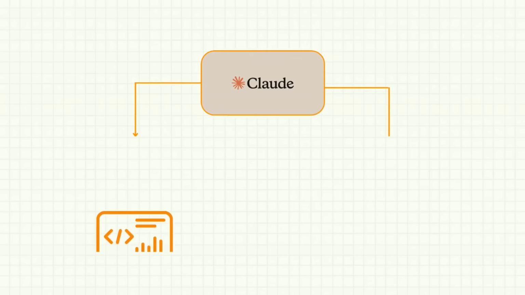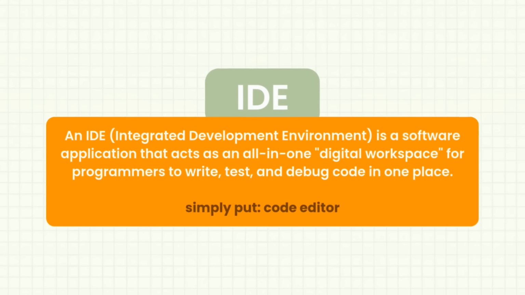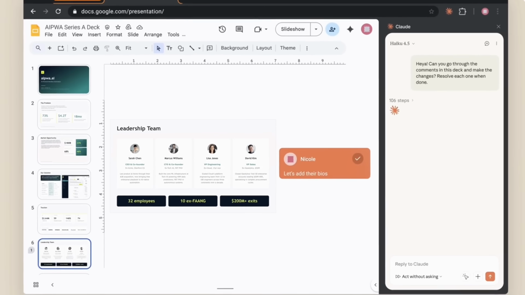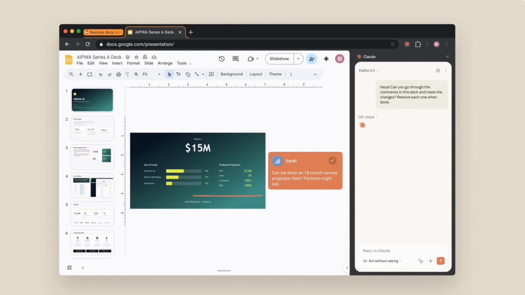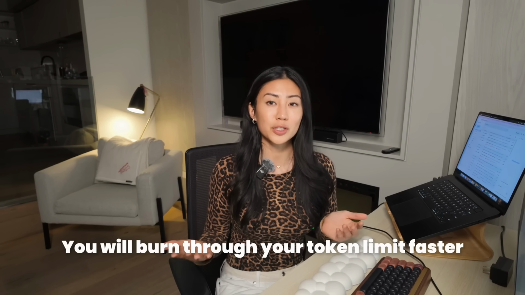Claude Code's real power is its ability to write code so well that it can basically build any program or system for you. To get its full capacity, you have to use it as a terminal through an IDE, and that's where you get the best quality output and the most efficient use of your tokens. If you're using Claude Code through the built-in Claude interface or the Chrome extension, you're essentially using a lighter version of it. It is good for quick tasks, but it can't fully execute Python scripts on your machine, and you will burn through your token limit faster because the back and forth is less efficient.